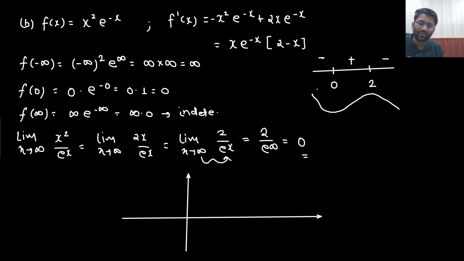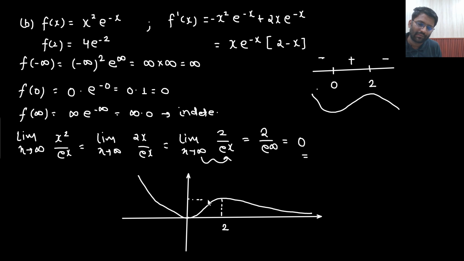So how would the graph go? The graph would start from plus infinity to 0, then it will rise. And what is the value of f of 2? f of 2 you can find out here: 4 divided by e to the power minus 2, and then it will go down to 0. So this is your f of 2, 4 divided by e to the power minus 2.